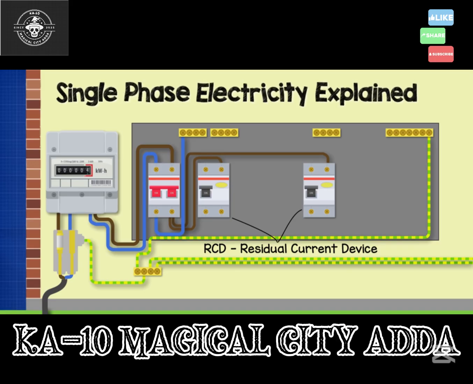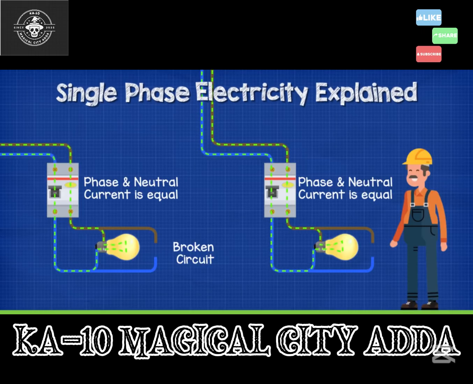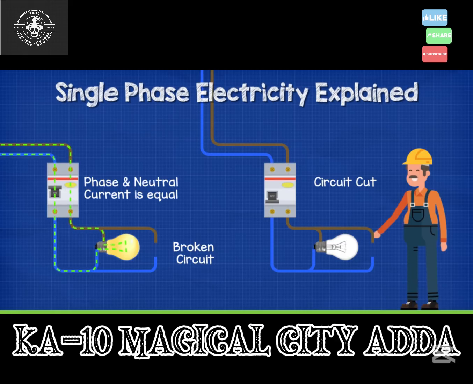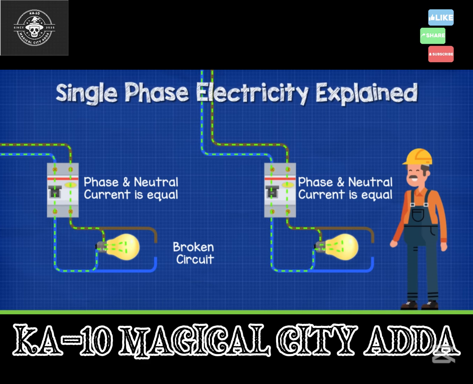Typically, an RCD will break the circuit if it measures a difference of 30 milliamps, as anything above this is dangerous for humans. If you touch a live wire and the electricity flows through you to the ground, then the current is bypassing the neutral wire, so the phase and the neutral currents will not be equal.